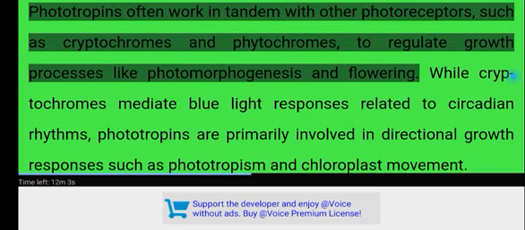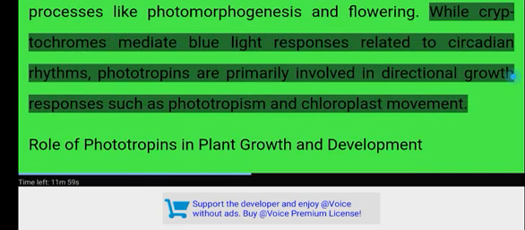Coordination with other photoreceptors. Phototropins often work in tandem with other photoreceptors, such as cryptochromes and phytochromes, to regulate growth processes like photomorphogenesis and flowering. While cryptochromes mediate blue light responses related to circadian rhythms, phototropins are primarily involved in directional growth responses such as phototropism and chloroplast movement.